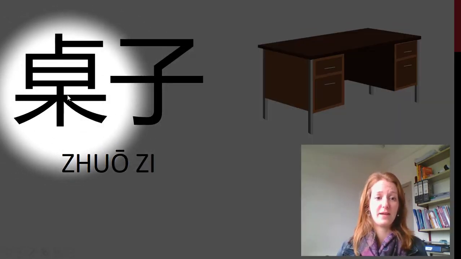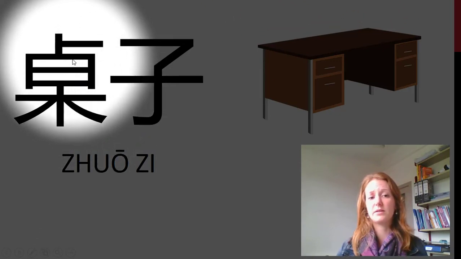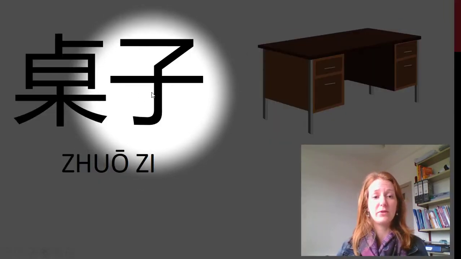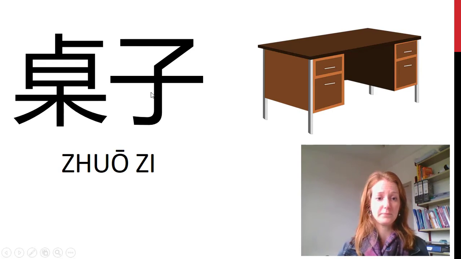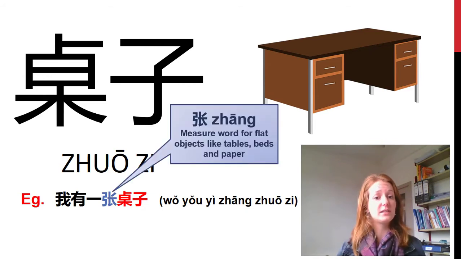So at the bottom here we have the wood radical. Have a think about how you can remember this part to remember that it is a desk or a table. The z here, remember we add those sometimes to nouns. 我有一张桌子. I have one table. Now this 张 is a measure word for flat objects like tables, beds, and paper.